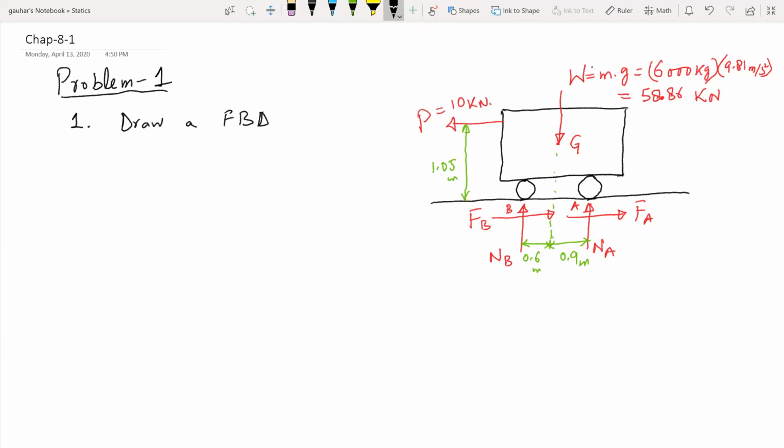Now, how many unknowns do we have? We have FA, FB, NA, and NB. So we have four unknowns. We have four unknowns, right? Okay. Now, next step, we need to apply equations of equilibrium.